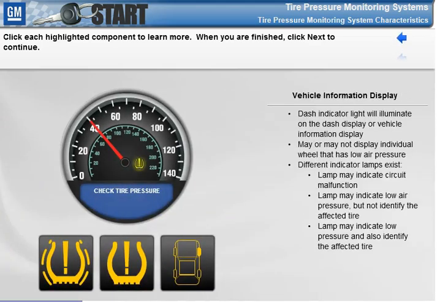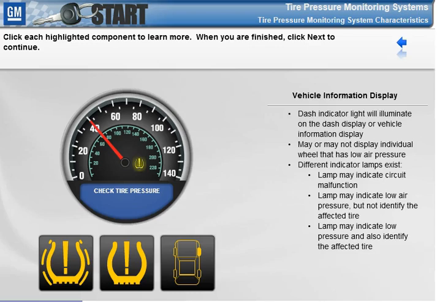The TPMS dash indicator light will illuminate on the dash display or vehicle information display if a concern is identified with a TPMS circuit. Depending on the type of direct TPMS, the indicator may or may not provide a display of the individual wheel that has low air pressure.